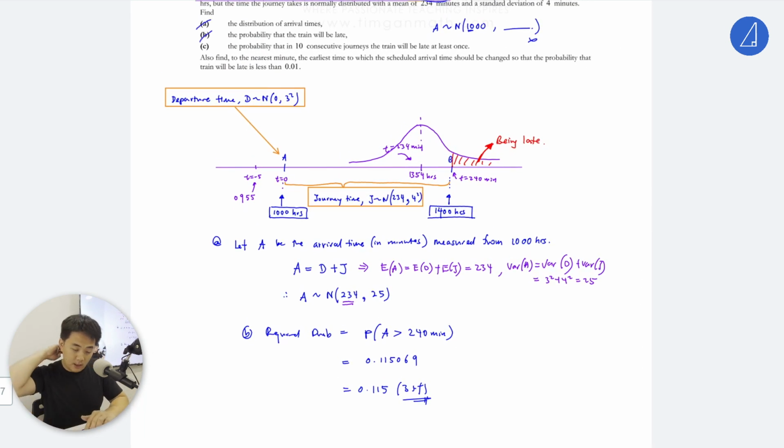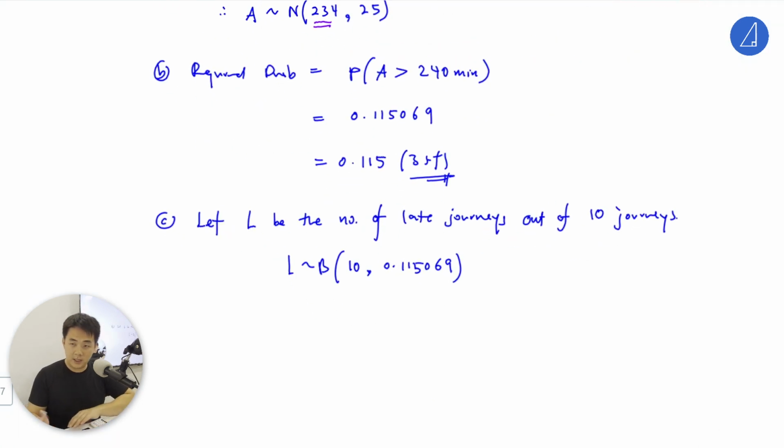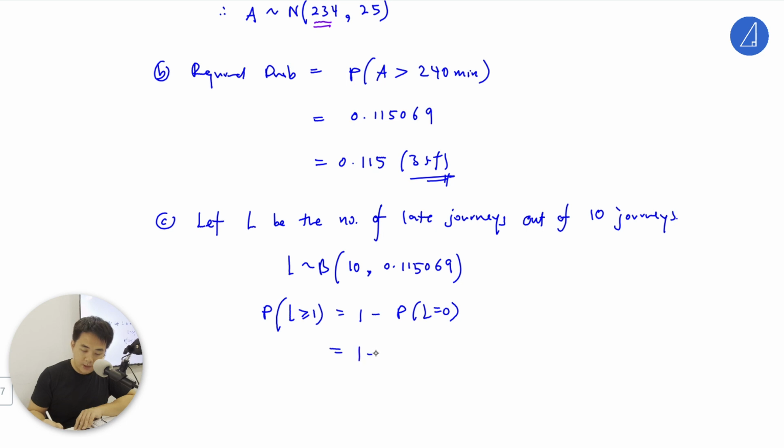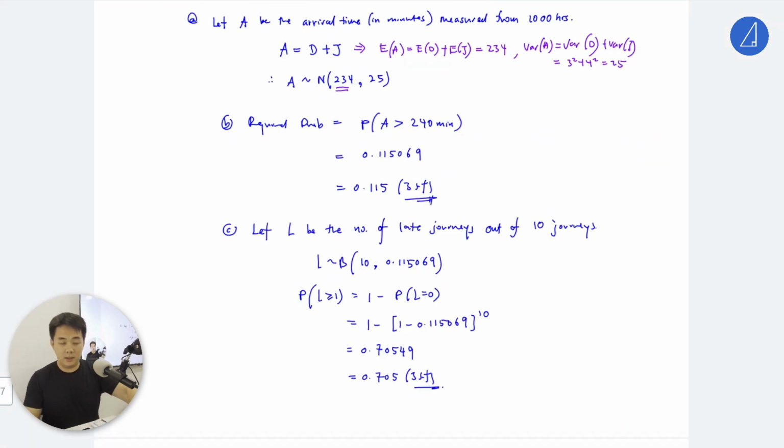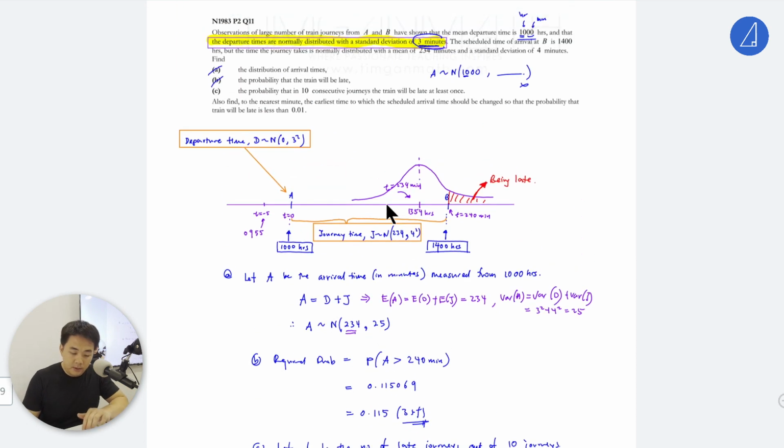Part C, then you have 10 consecutive journeys. The train will be late at least once. You can either use binomial or just use normal probability. So this case will be at least one. You just name your binomial: out of 10, every one journey will be late is 11.5%. So 1 minus P(L) equals 0. In fact, you don't really need to use the binomial. You can just do this out of 10. So that's it.